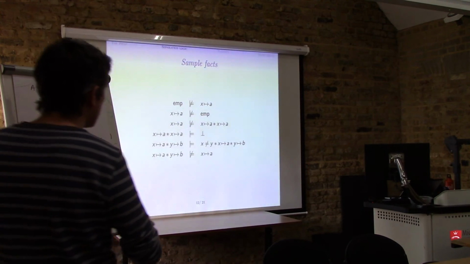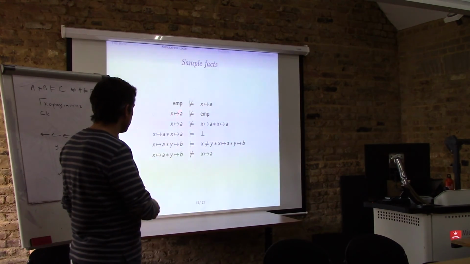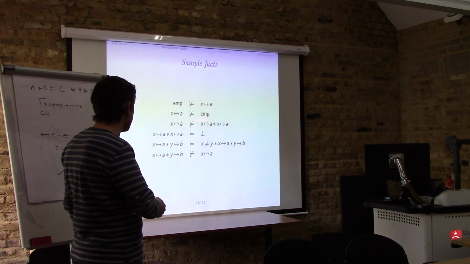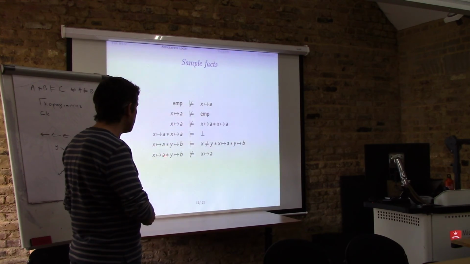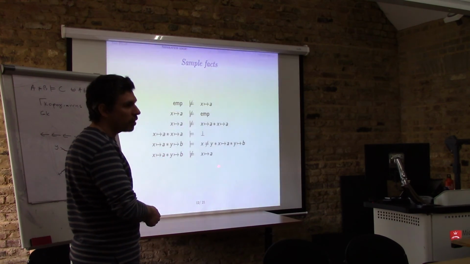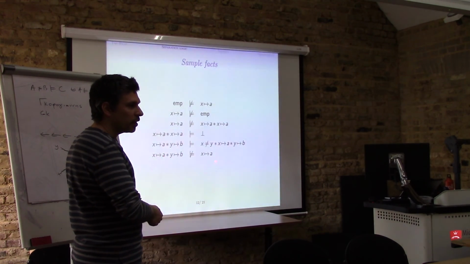And finally, this is just a recap of the stuff. Here is basically the dual of that, is that if you have 2 addresses in your heap, you don't have exactly 1, you have 2. Okay?